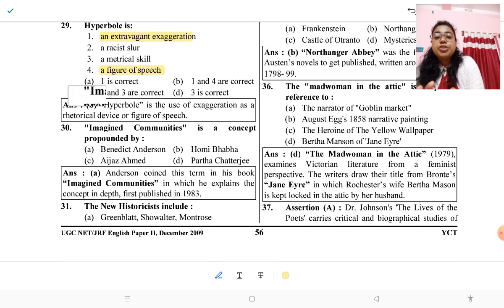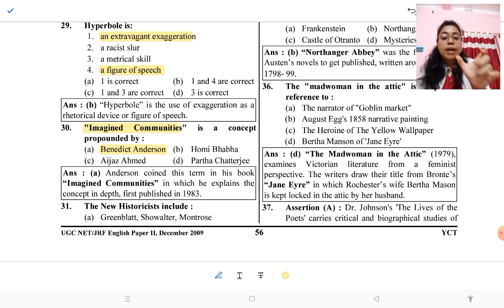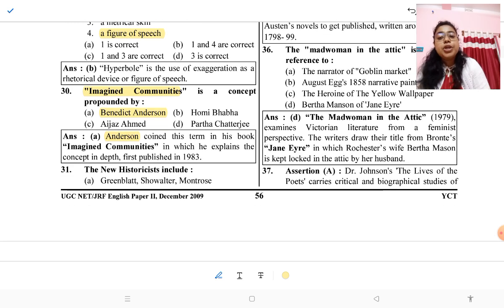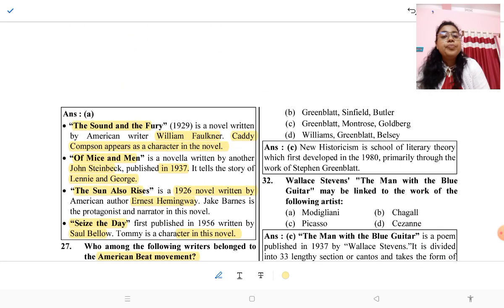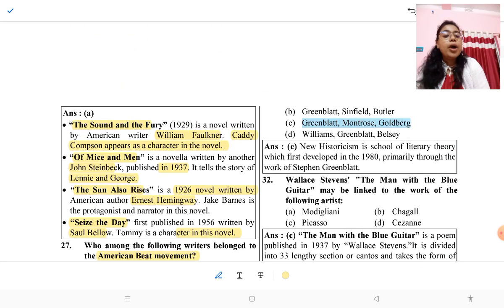Then imagined communities. Imagined communities is a concept propounded by Benedict Anderson. I made a series where I talked about these proponents and their important theories, terms and concepts. There I talked about imagined communities, you can check it also. Anderson coined this term in his book Imagined Communities, in which he explains the concept in depth, and it was first published in 1983. Then the new historicists include Greenblatt, Montrose, and Goldberg.